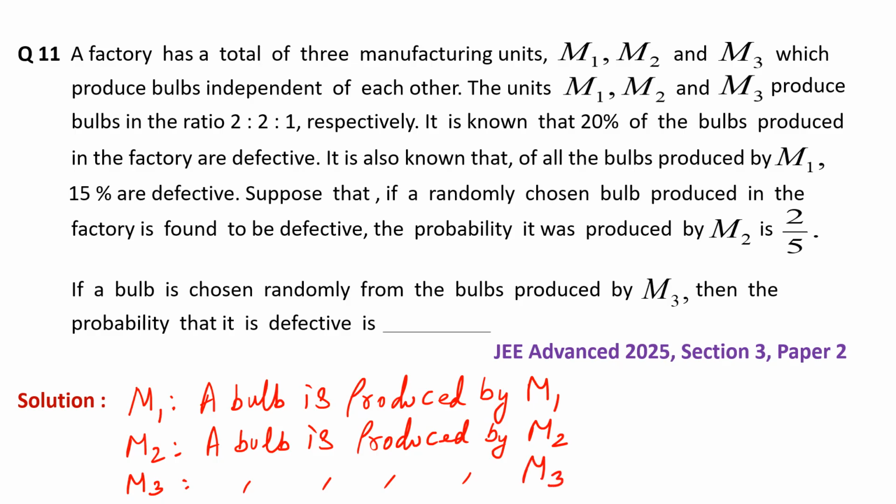Now students, we move further. Now students, we define the last event, and that is D, which says a bulb chosen at random is found to be defective.